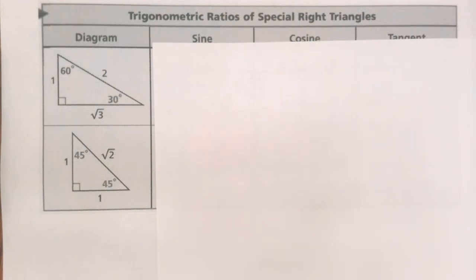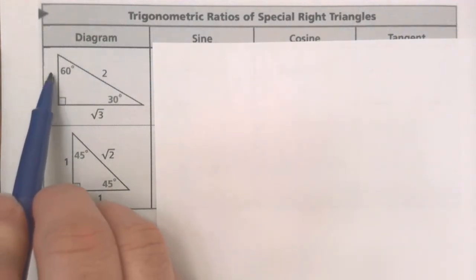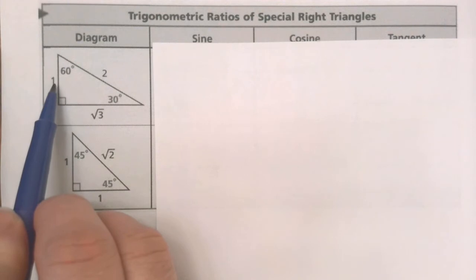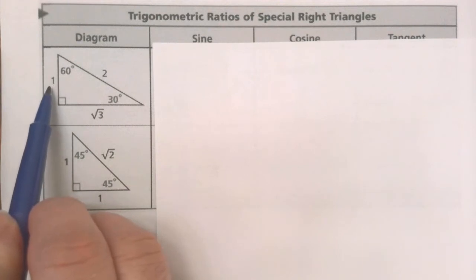In a 30-60-90 triangle, there are specific ratios that we can use. If we know one of our side lengths, we can calculate the other two. Our shortest leg in the 30-60-90 triangle, our book has labeled with the number 1 here instead of a variable.